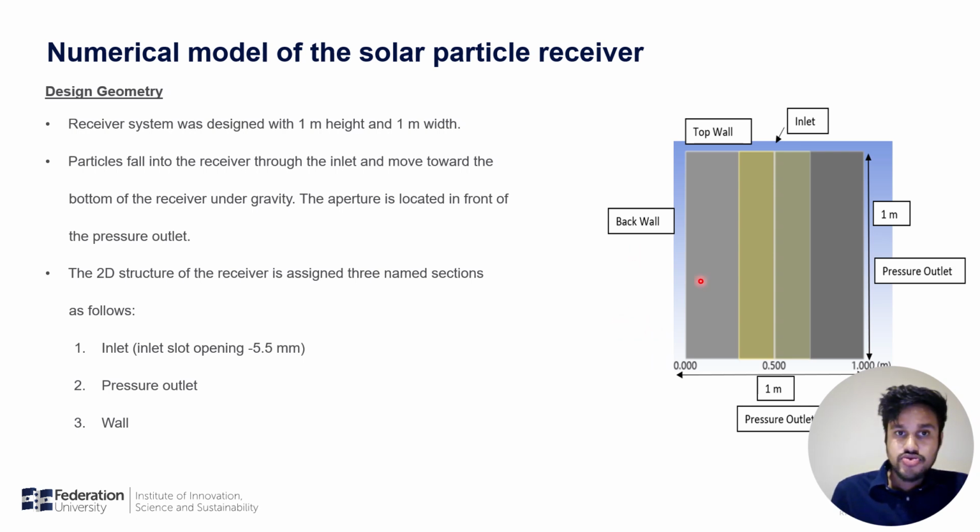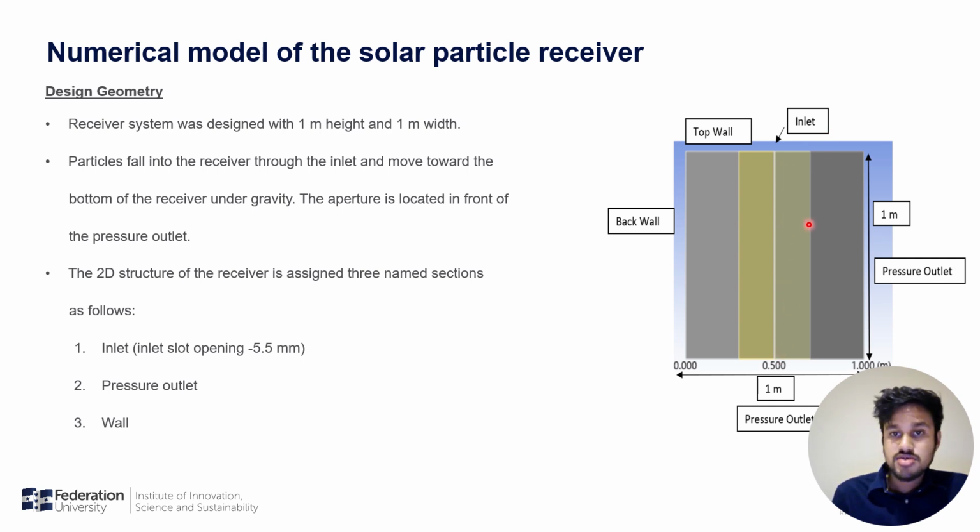This is the geometry of the numerical model that I have developed using ANSYS Fluent. This 2D structure represents the receiver cavity in two-dimensional space. Ceramic particles fall into the receiver cavity from the inlet at the top of the tower and fall towards the bottom of the cavity under gravity.